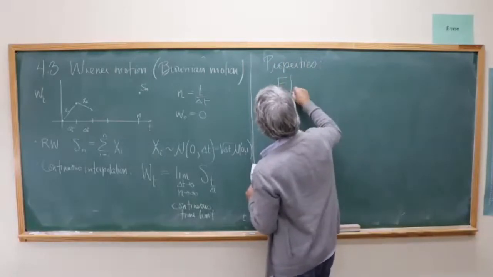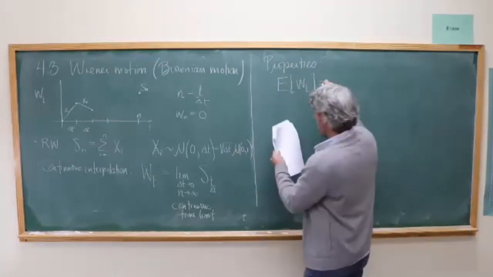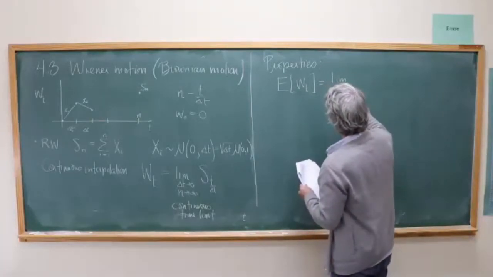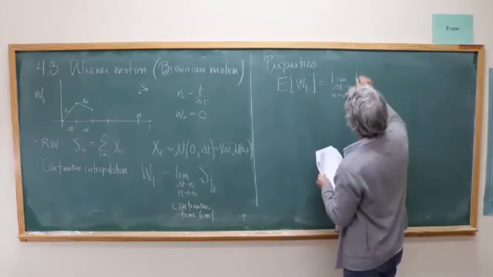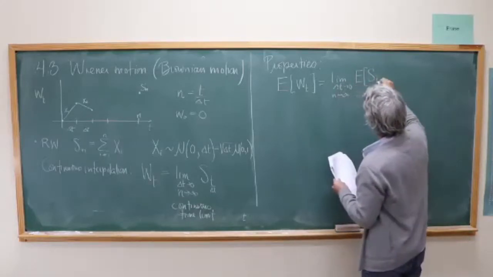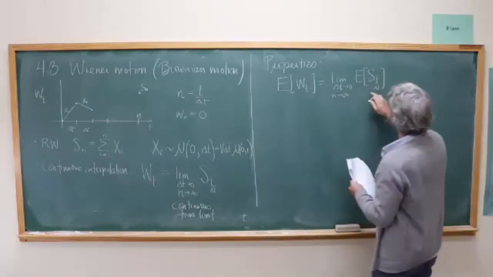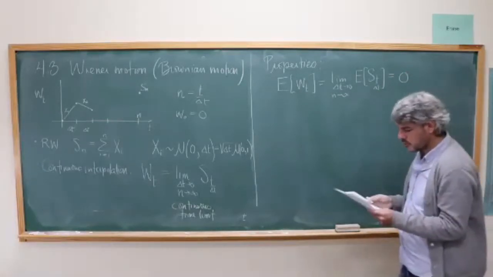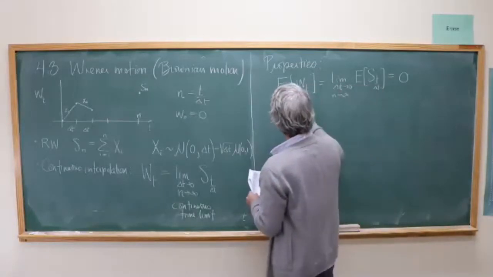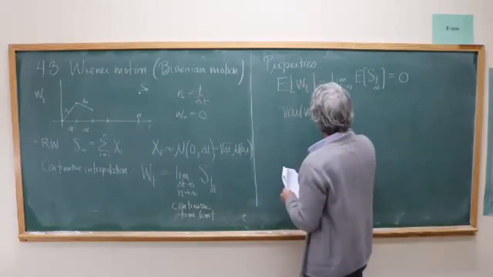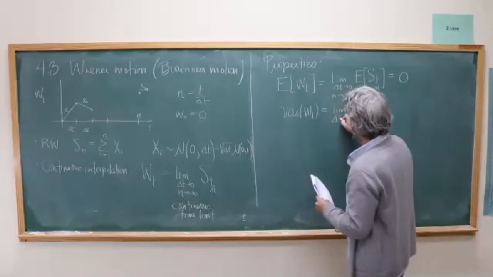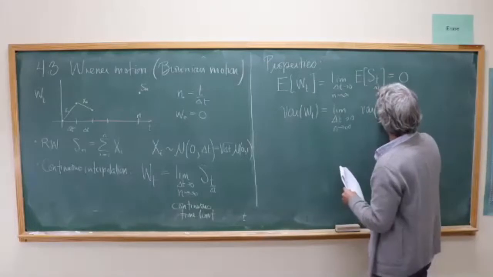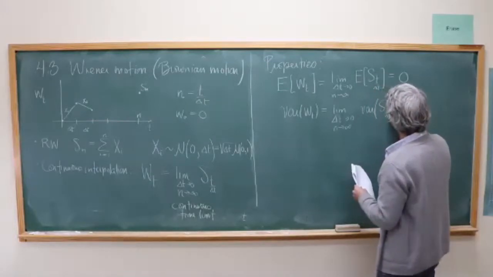The mean of the Brownian motion is the limit when delta t goes to 0 and n goes to infinity of the random walk evaluated at t over delta t. We know the expectation, the mean of the random walk is 0, so the mean of the Brownian motion is 0. The variance of the Brownian motion, and this is the more interesting one now, is the limit when delta t goes to 0, so n goes to infinity, of the variance of S_t delta t.